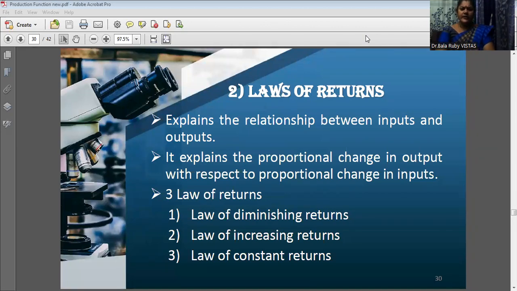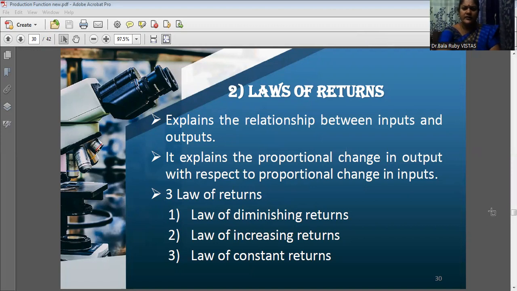Here there are three types of law. One is the law of diminishing returns. This law of diminishing returns is otherwise known as the law of increasing cost. Students, listen very carefully. This is just the opposite relationship. Therefore, the law of diminishing returns is otherwise known as the law of increasing cost. Similarly, the law of increasing returns is otherwise known as the law of decreasing cost. Then the third one is the law of constant returns. It is otherwise known as the law of constant cost.